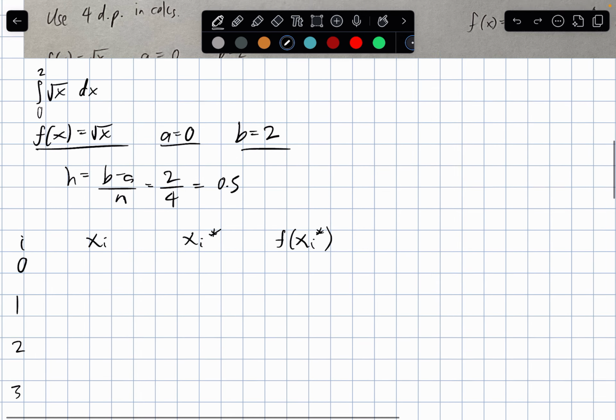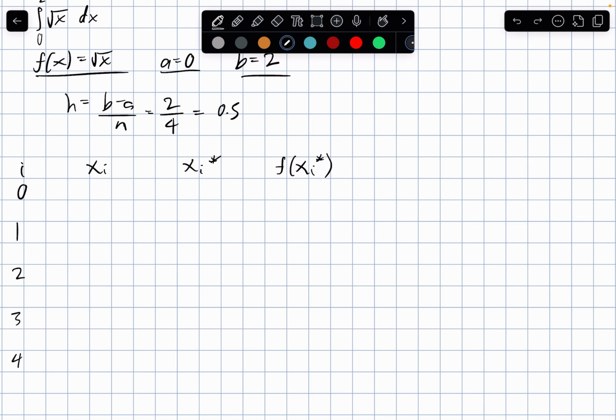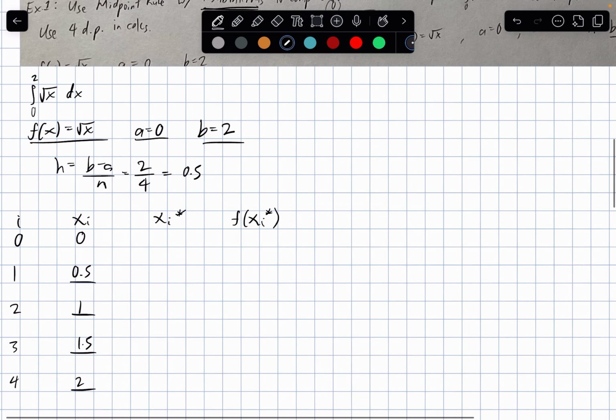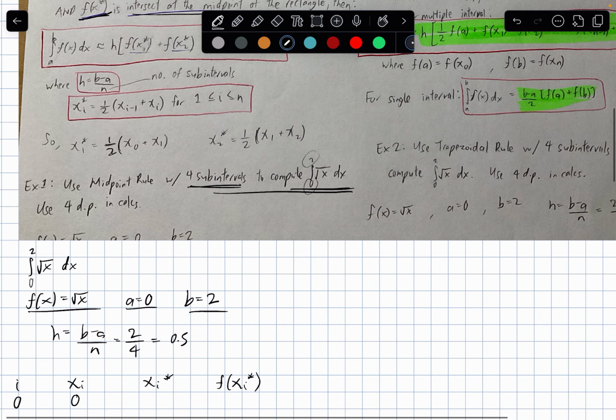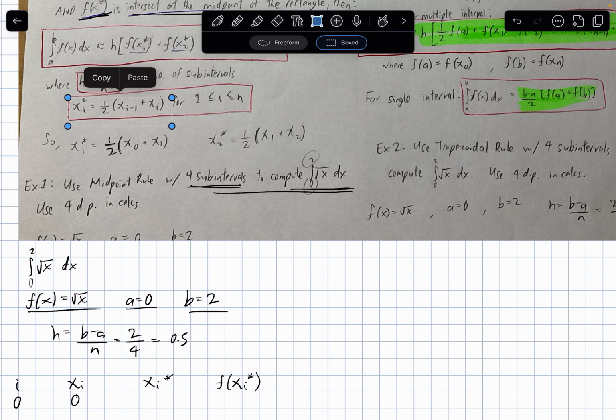So, we initially start with an x sub i of 0. And then, for the next ones, we just add the height, in this case 0.5. So 0 plus 0.5 is 0.5, plus another 0.5 is 1, plus another 0.5 is 1.5, plus another 0.5 is 2. That's all.